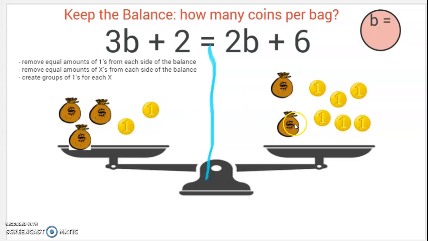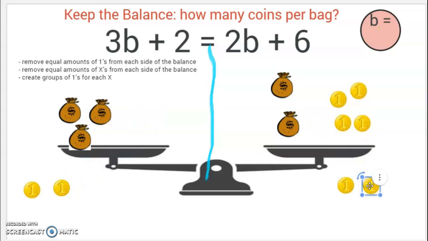And so now we're going to try to solve for the letter b by removing ones and x's from each side. Okay, so let's see, I'm going to remove 1 coin from the left, so that means I have to remove it from the right. If I remove 1 coin from the left, I've got to also remove it from the right. Okay, I'm done removing coins because I ran out of coins on the left-hand side. Whatever's on the right needs to stay there.